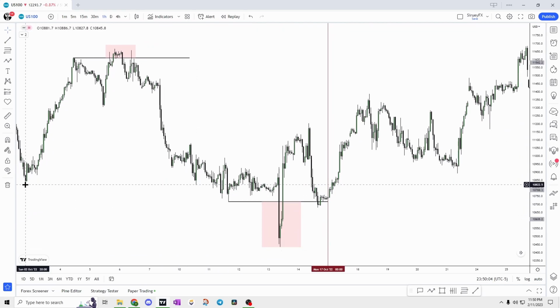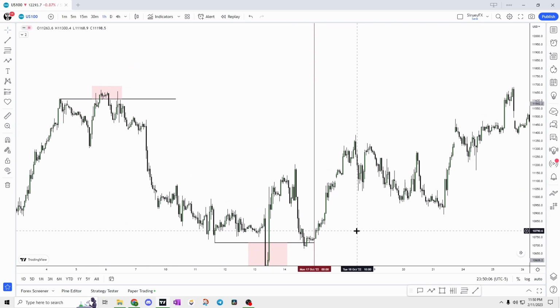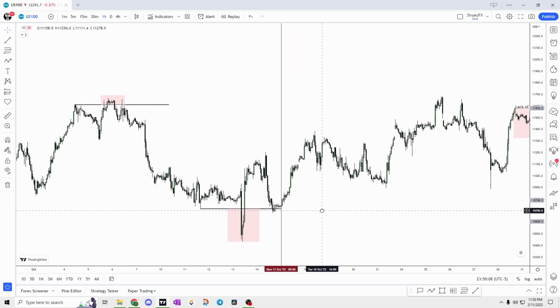Boom, we take out this low right here. Then we try to go above here. And look at this. Once we break this high, it's taking its precious time. It takes about an entire week for price to officially go above and try to get into this original consolidation. So you see the delivery.